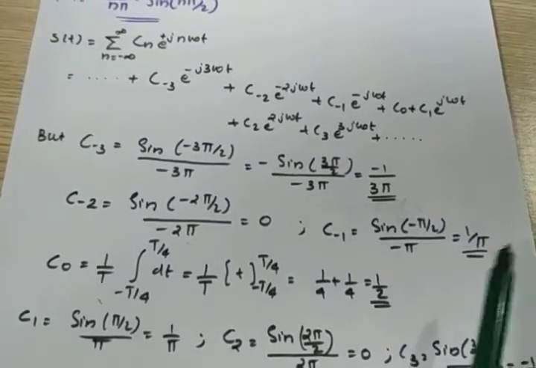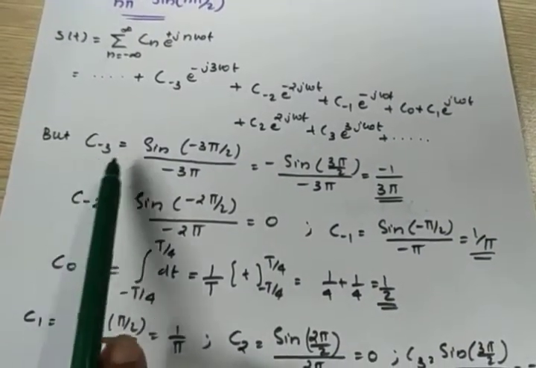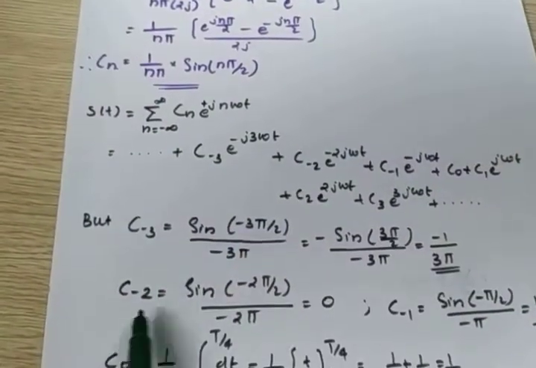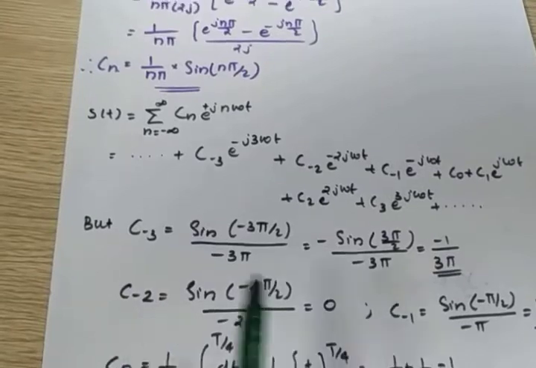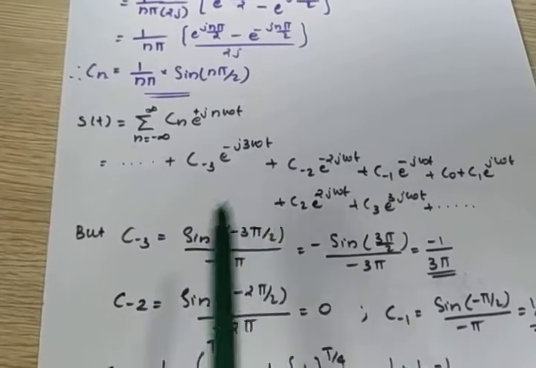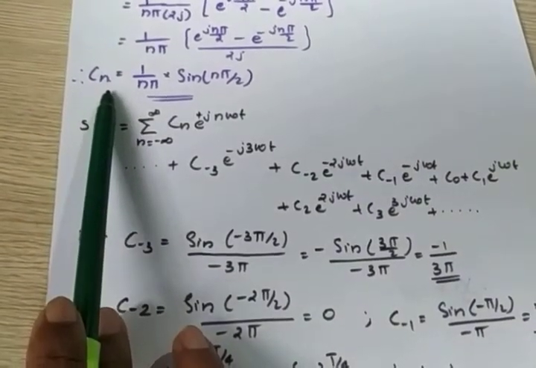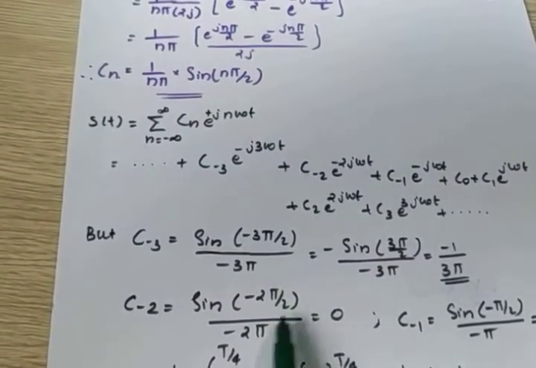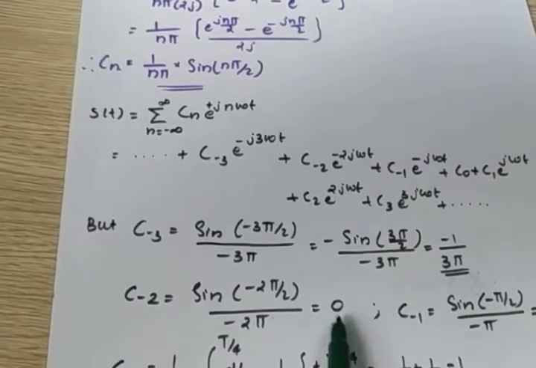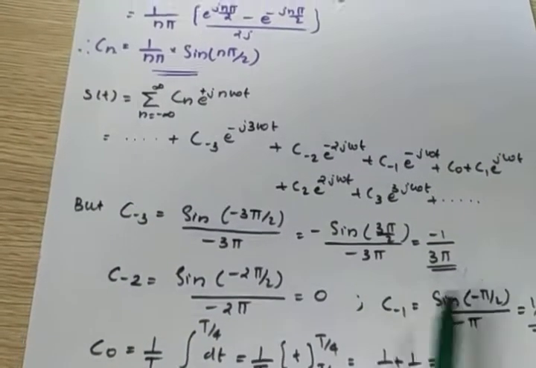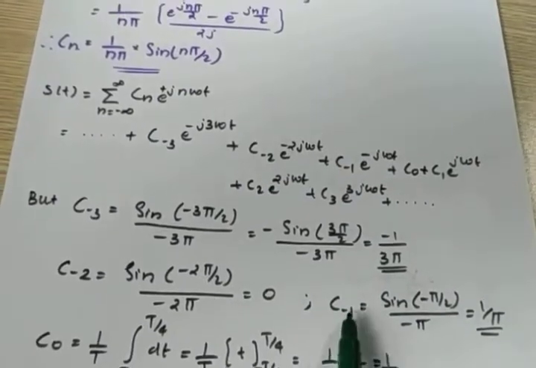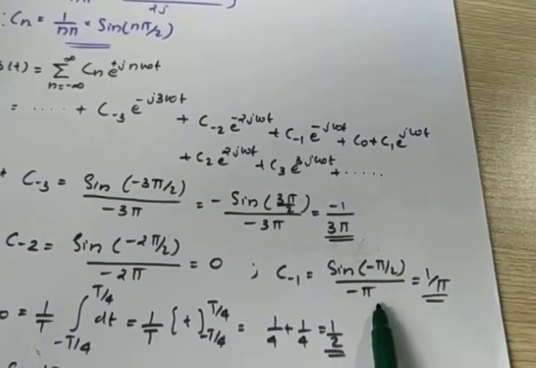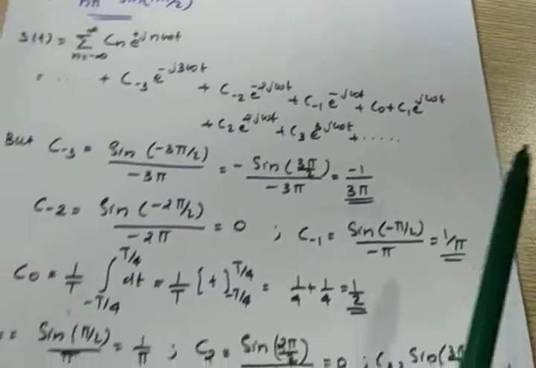In the previous lecture we discussed till c minus 3. Now the continuation. So this is Cn, and c minus 3 we discussed. Now c minus 2. What is c minus 2? You substitute n equal to minus 2 here, you will get sine of minus 2 pi by 2 by minus 2 pi, and it is 0 only. Now c minus 1. Put n equal to minus 1 here. So sine of minus pi by 2 by minus pi, you solve this, you will get minus 1 by pi.